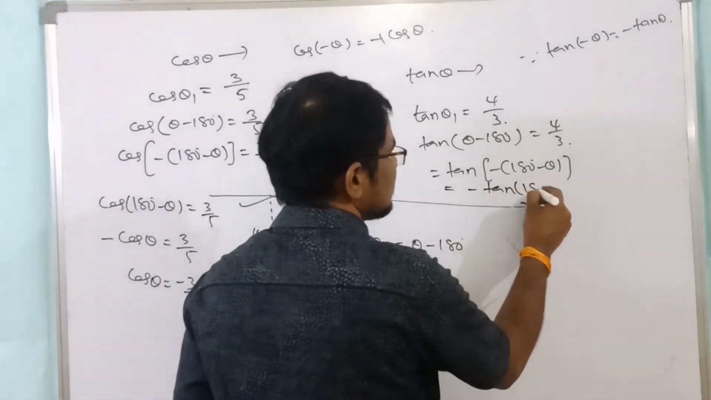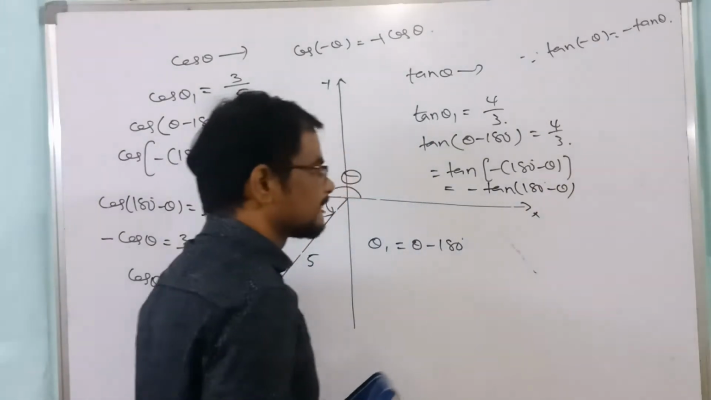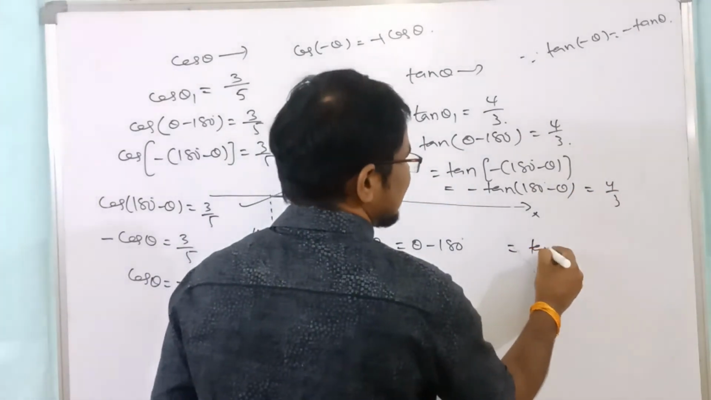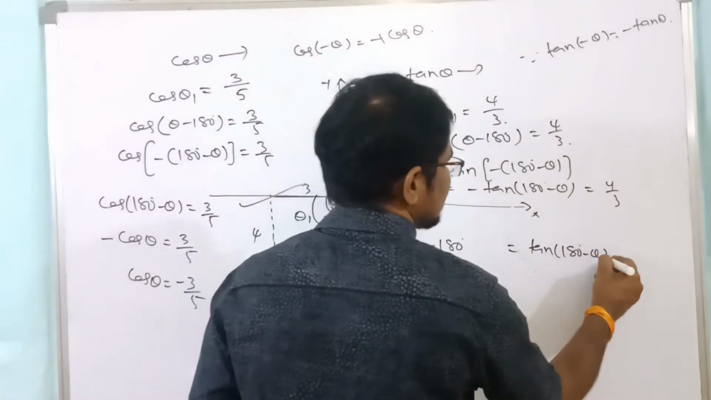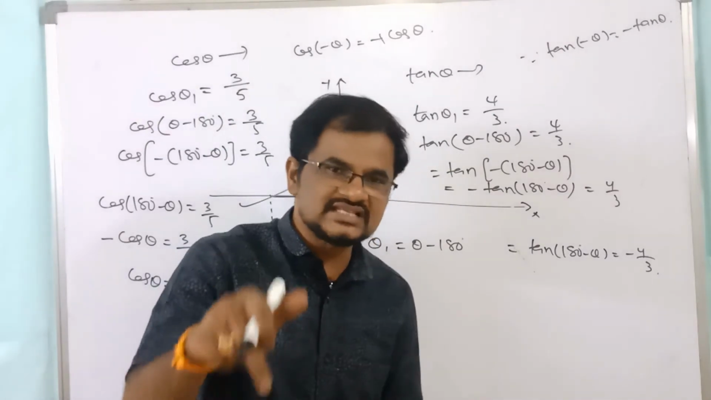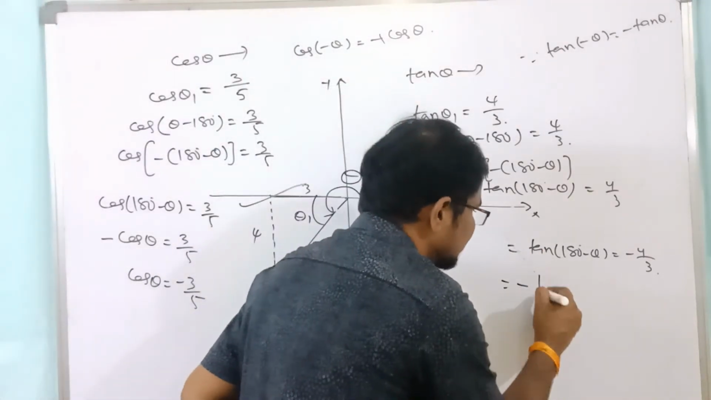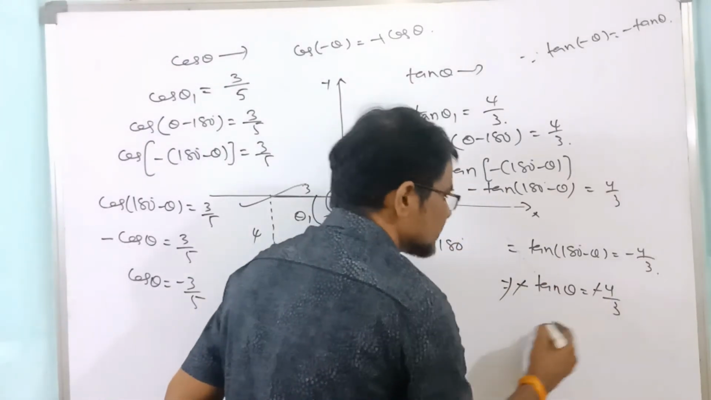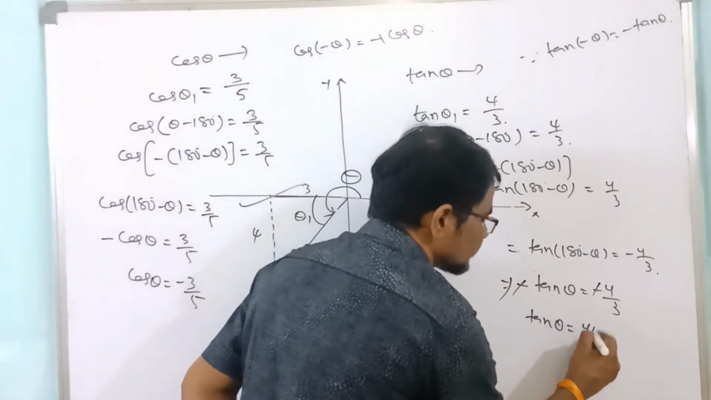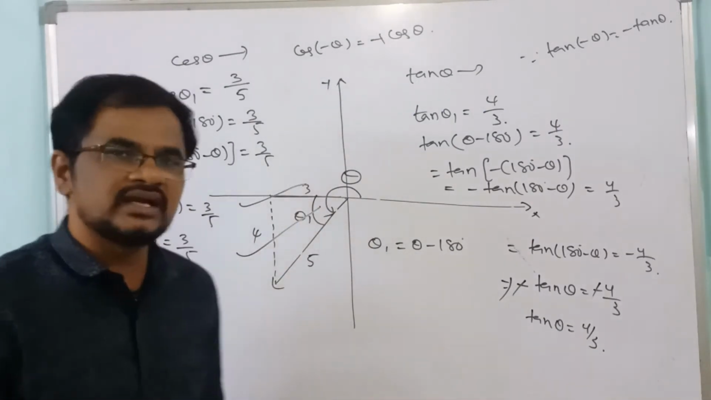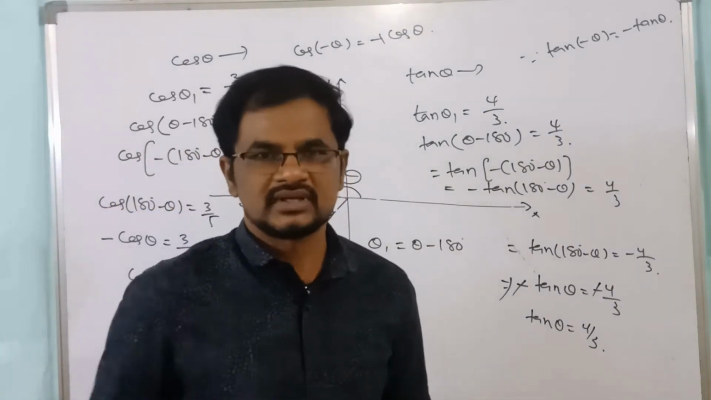So minus tan of 180 minus theta equals 4 by 3. Multiply with minus: tan of 180 minus theta equals minus 4 by 3. But 180 minus theta lies in the second quadrant, where tan is negative. So that's why tan theta equals minus 4 by 3. So these two get cancelled. So tan theta equals what you are getting? 4 by 3, because in the third quadrant tan is positive.